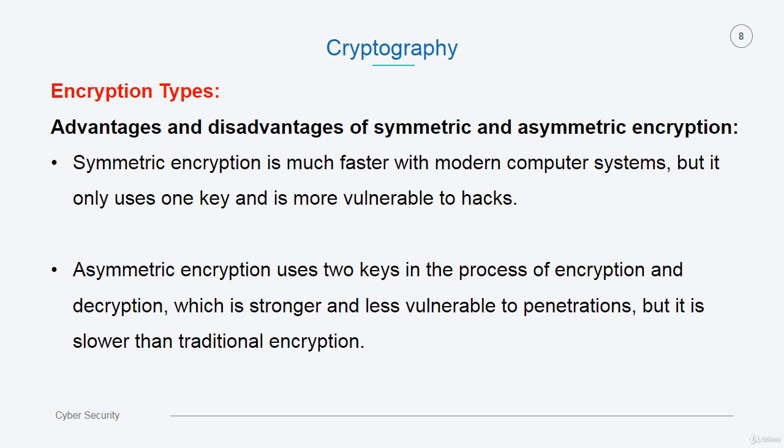So what are the advantages and disadvantages of symmetric and asymmetric encryption? Symmetric encryption is much faster with modern computer systems, but it only uses one key and is more vulnerable to hacks. Asymmetric encryption uses two keys in the process of encryption and decryption, which is stronger and less vulnerable to penetrations, but it's slower than traditional encryption.